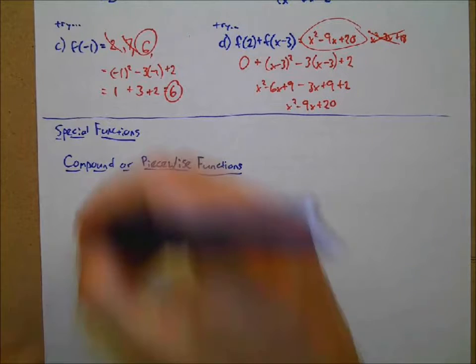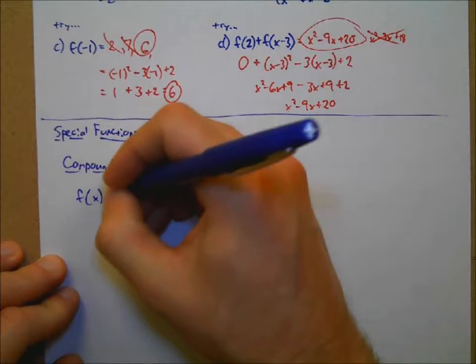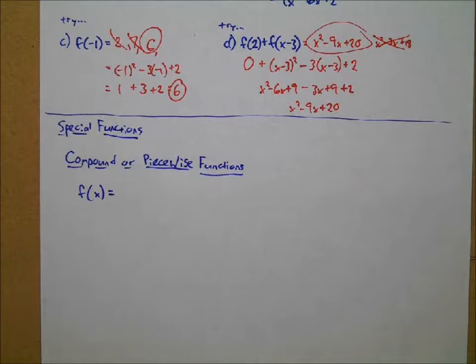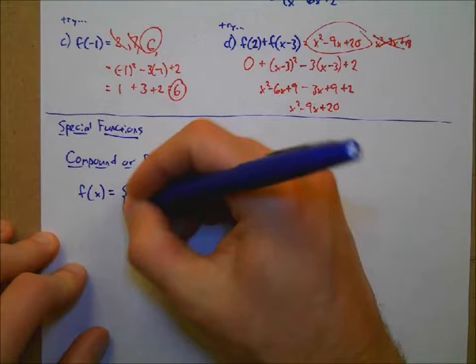So we'll do a quick example here. We'll just write one out. Piecewise functions can be as complex as the author wants them to be. In this particular case, we'll keep it kind of simple, and we'll just do two pieces.